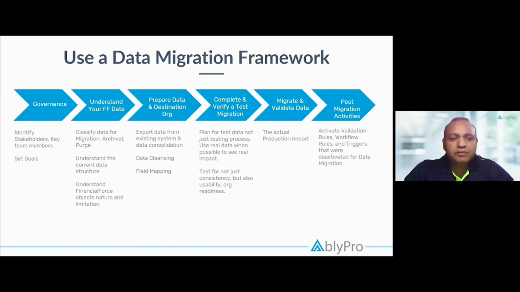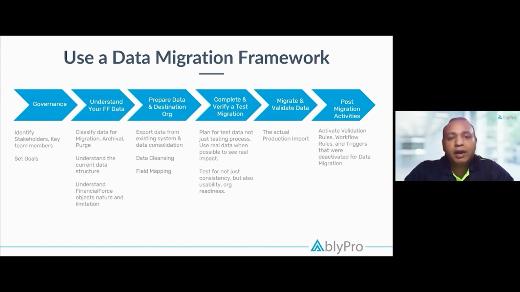So governance is a stage where you see and identify stakeholders and key team members who are going to be the key members for your entire data migration process. Now, those stakeholders can be your business users, those stakeholders can be teams from different businesses, from maybe marketing team, from sales team, from accounting team, whatever team is there, right? And you have to set the goals on what you are trying to achieve through this data migration. So that should be set.